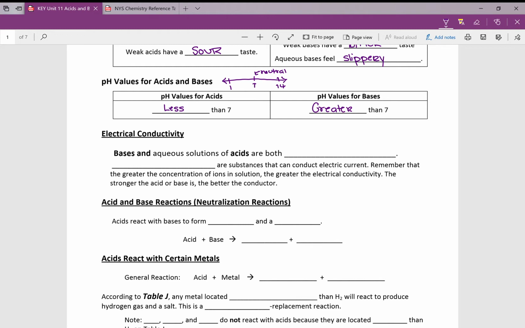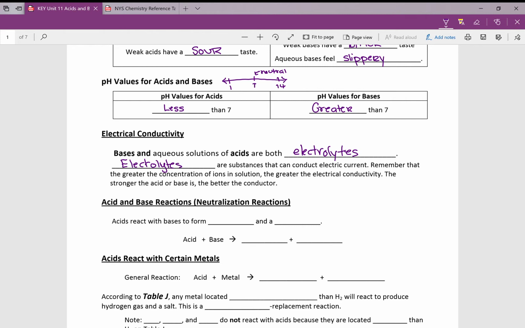Acids and aqueous solutions of bases are both considered electrolytes, which we've talked about a little bit when we did bonding and properties of different types of compounds. Keep in mind that electrolytes are substances that can conduct an electric current once they've been dissolved. The greater the concentration of the ions, the more mobile charged particles, so the greater the electrical conductivity. Also, the stronger the acid or base is, in terms of a strong versus a weak acid or base, the more ions it's going to put into solution, so the better the conductor it will be as well.